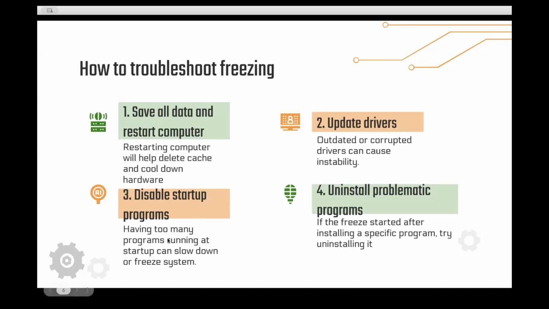Disable startup programs. Having too many programs running at startup can slow down or freeze the system. Oh, that's like what we said before. Too many apps open, taking up too much memory, which we can find in Task Manager to see who is using that much.